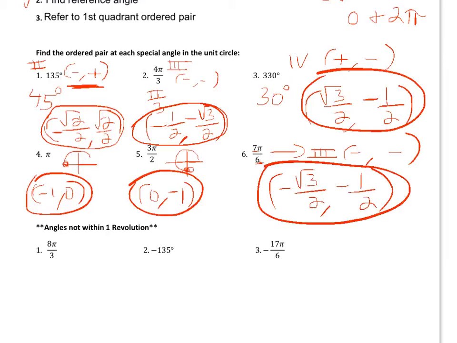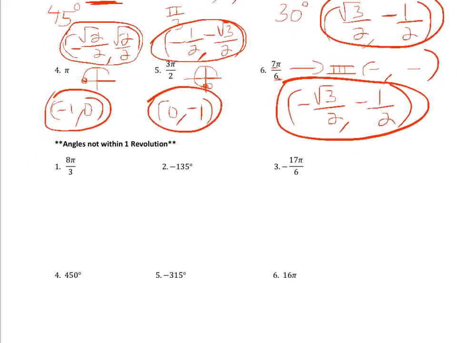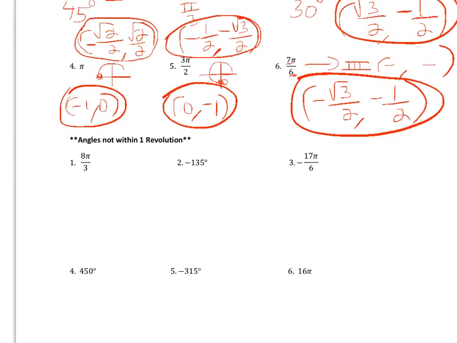All right. So these first 6 were a little bit easier because they were always within 1 revolution, between 0 and 360 degrees or 0 and 2 pi. Now for the next 6, you're going to be given angles that are either more than 1 revolution or negative angles. So you want to get it to be a positive angle between 0 and 360 degrees, or 0 and 2 pi if you're in radians.